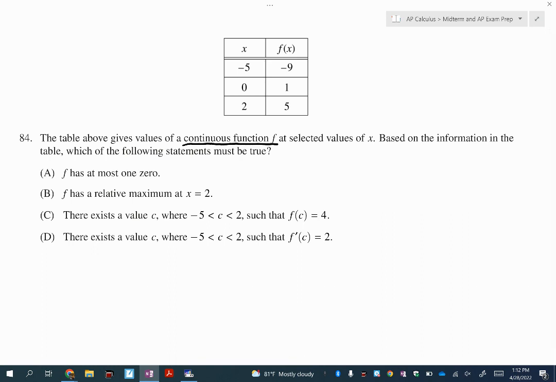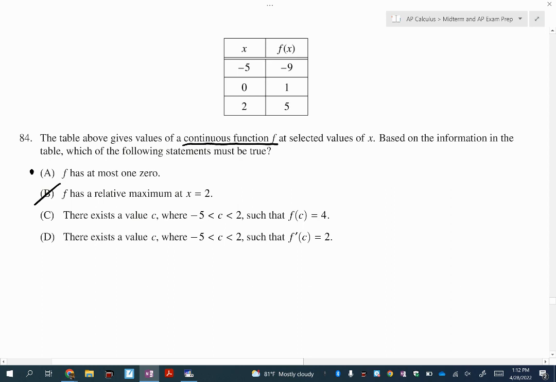What do you guys think about A? Has at most 1 zero. Doesn't sound like we like A. Okay. What about B? The only time I've looked at relative maximums is when I first take the derivative and find out what makes that equal to 0 and go from there. Do I have enough information in this question to find the derivative? No, so it's not going to be B.